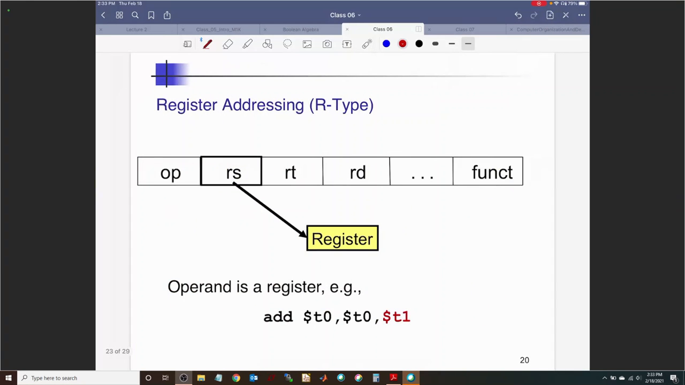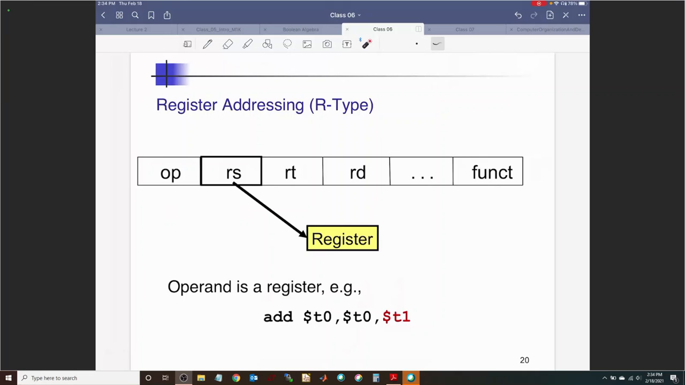The next one is register addressing, which is essentially for the R-type instructions. Now, when I'm looking at an operand, where is it? Well, the operand is a register. And the example over here is to add the contents of T0 to T1 and put the result back in T0. And clearly, the registers over here are where the operands are. So that's how we are addressing operands in the register addressing mode.